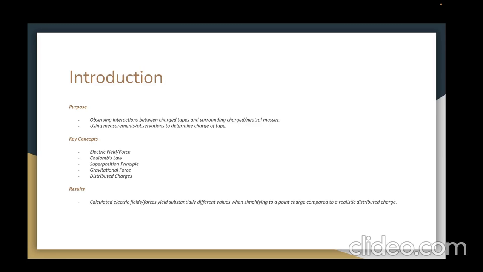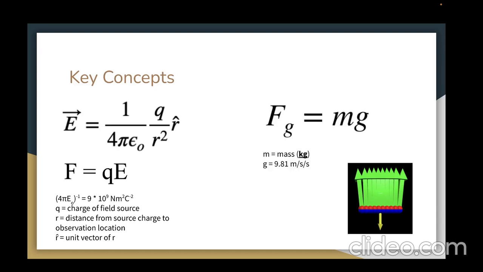The results of this experiment showed that using the point charge model versus the line charge model yield substantially different results and have a wide range of accuracy between the two. So the key concepts: on the left, you can see Coulomb's law for a single point charge and the conversion from that electric field of the point charge to the electric force. On the right, you can see the calculation for the force of gravity, which is defined by mg. And on the bottom right, you can see the principle of superposition, which shows that the net electric field of a distributed charge is just the sum of all the individual point charges.